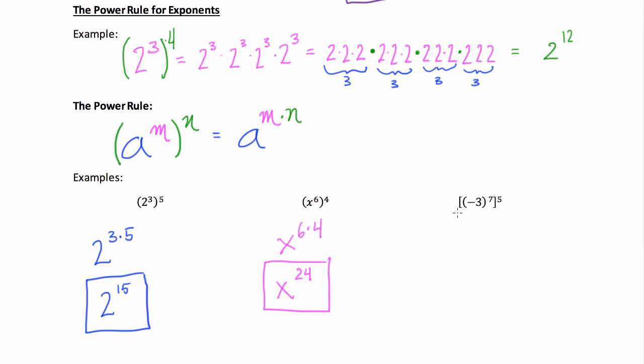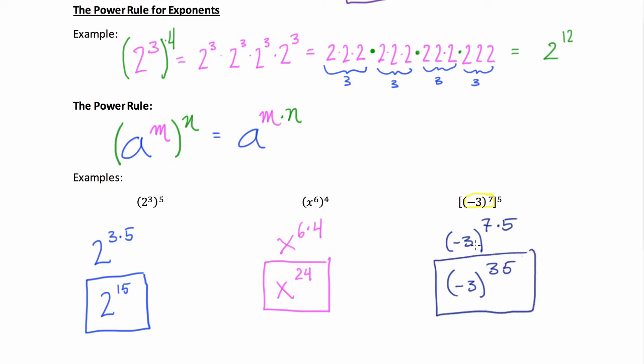Now here I have (-3) to the 7th, to the power of 5, so (-3) to the power of 7 times 5. And now you can get a little confused here. This (-3) to the 7th, that's the thing that's getting raised to the 5th. So these parentheses around the -3 are just there to make sure you know that the negative goes with the 3. And so my answer here at the end is (-3) to the power of 7 times 5, which is 35. Okay, on to the next page.